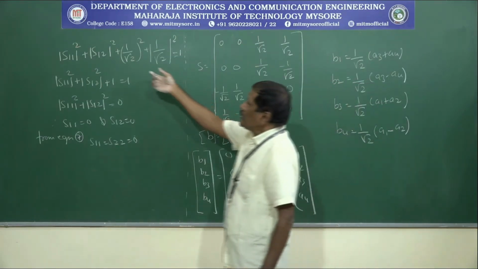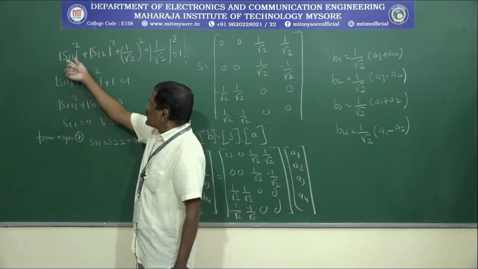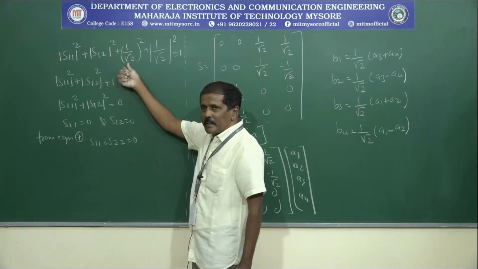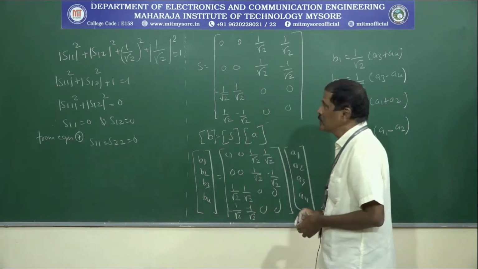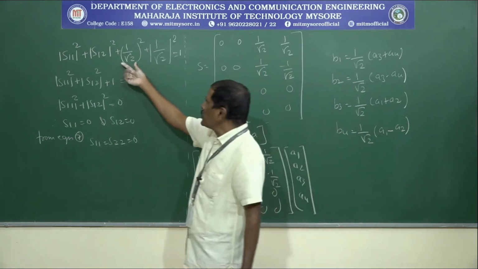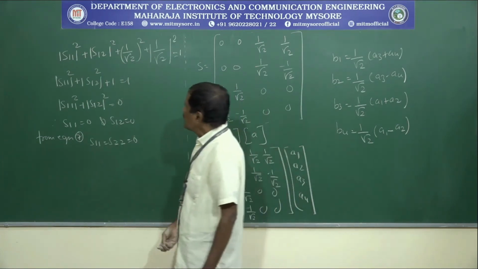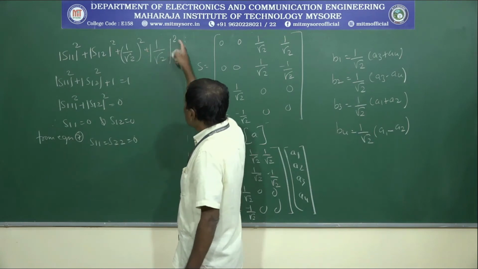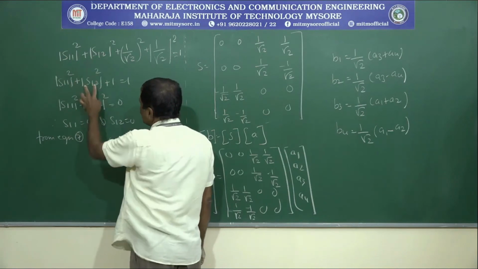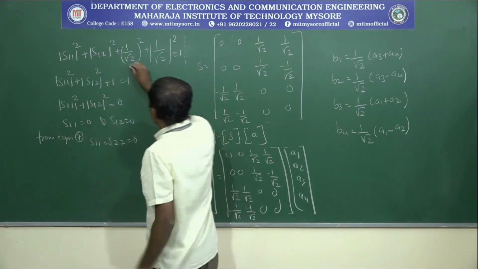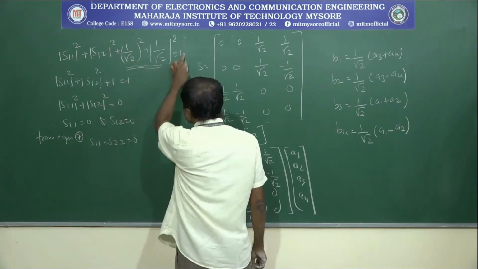Now, from equation 3, S11 square plus S12 square plus S13 square plus S14 square. Now S13 and S14 values we have already calculated. Substitute those values here. Then 1 by root 2 square plus 1 by root 2 square, that value is going to be 1. Then we are left with S11 square plus S12 square plus 1, because the value of this term is going to be 1. So this is equal to 1.